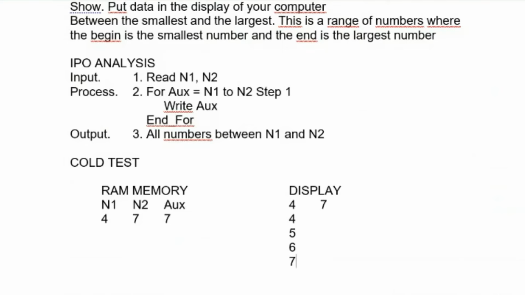And remember, the for instruction says for aus equal N1 to N2, step 1. So 7 is the value of N2. Then that means we finish the program. Did you reach the objective? Yes, of course, you reached the objective.